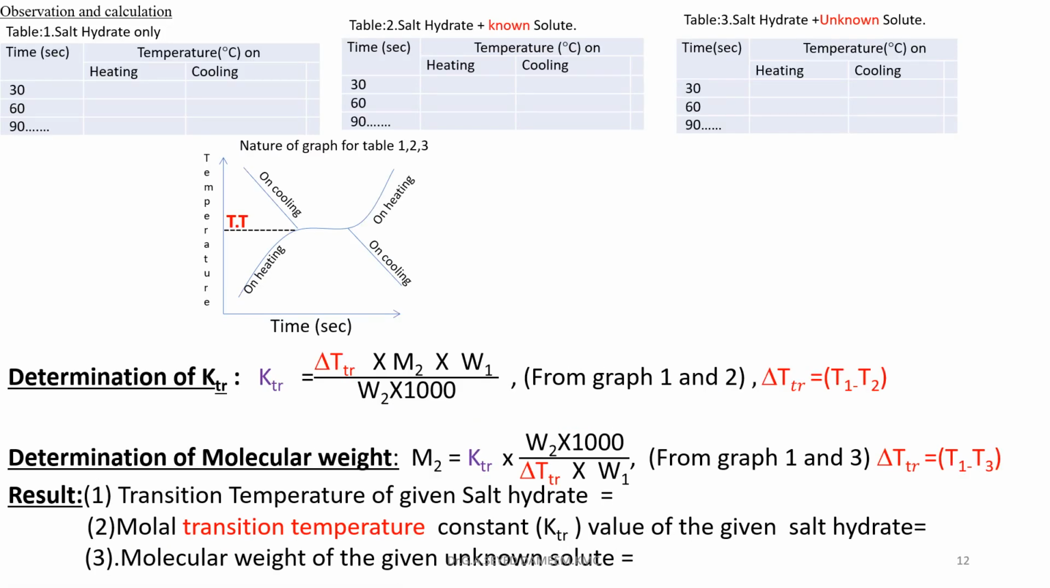Now this slide shows the model graph and tabular column, and here are the formula to calculate Ktr and the formula to calculate the molecular weight of unknown solute, and the result of the experiment. One is the transition temperature of the given salt hydrate, another is the molar transition temperature constant value of the given salt hydrate, and the third one is the molecular weight of the given unknown solute.